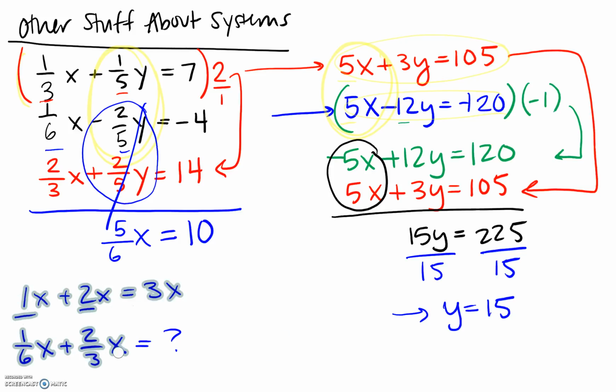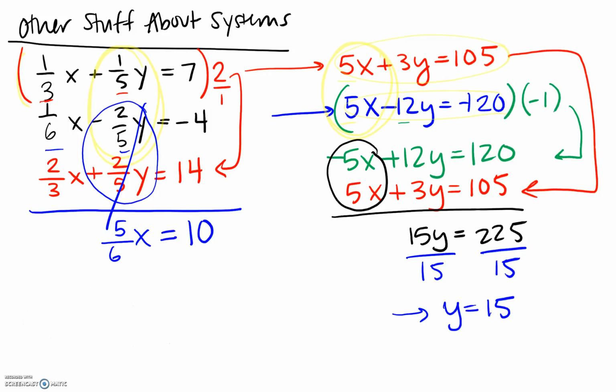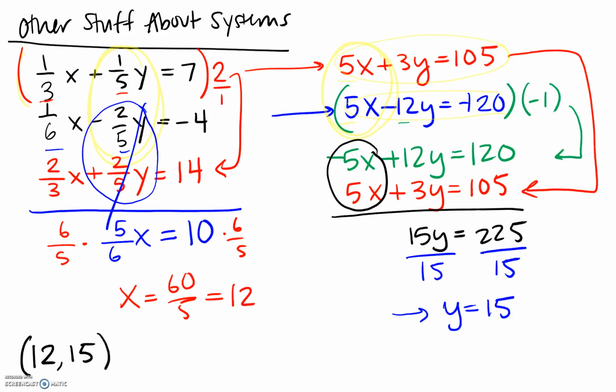Now, like I said, this does not seem to me like it's easier than what I did on the right side, where I cleared the fractions first. But with the calculator, adding 1/6 and 2/3 is really not that bad. And then if we wanted to finish this up, we can multiply by the reciprocal or divide by our fraction if we have the calculator. And we're going to find that x is equal to 60/5, which is just 12. So our final answer, as we see it right now, looks like it's 12, 15, that ordered pair.